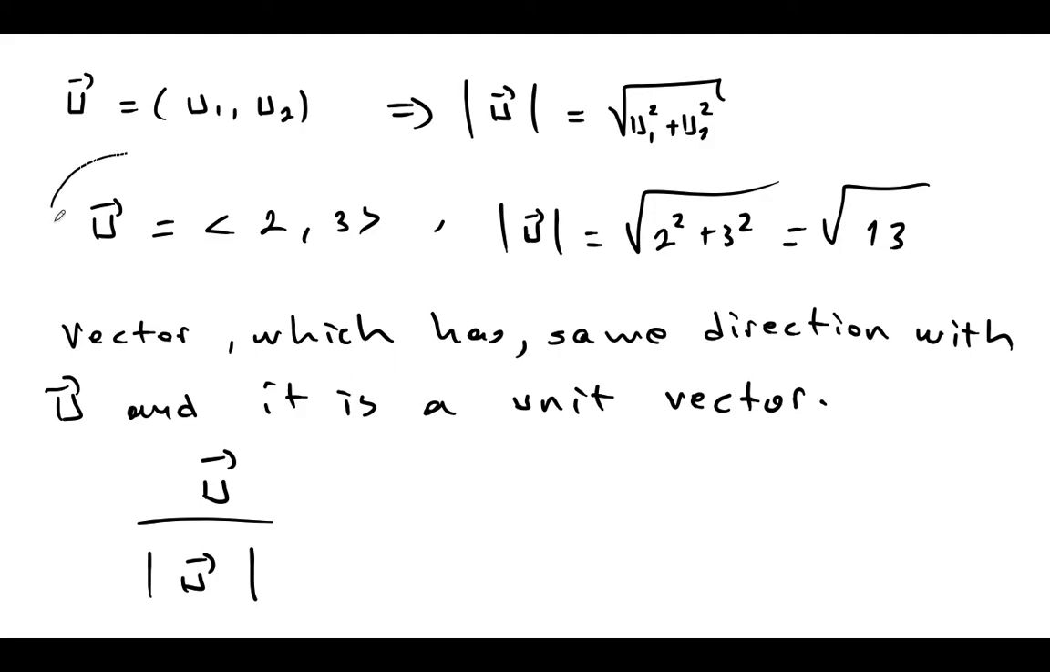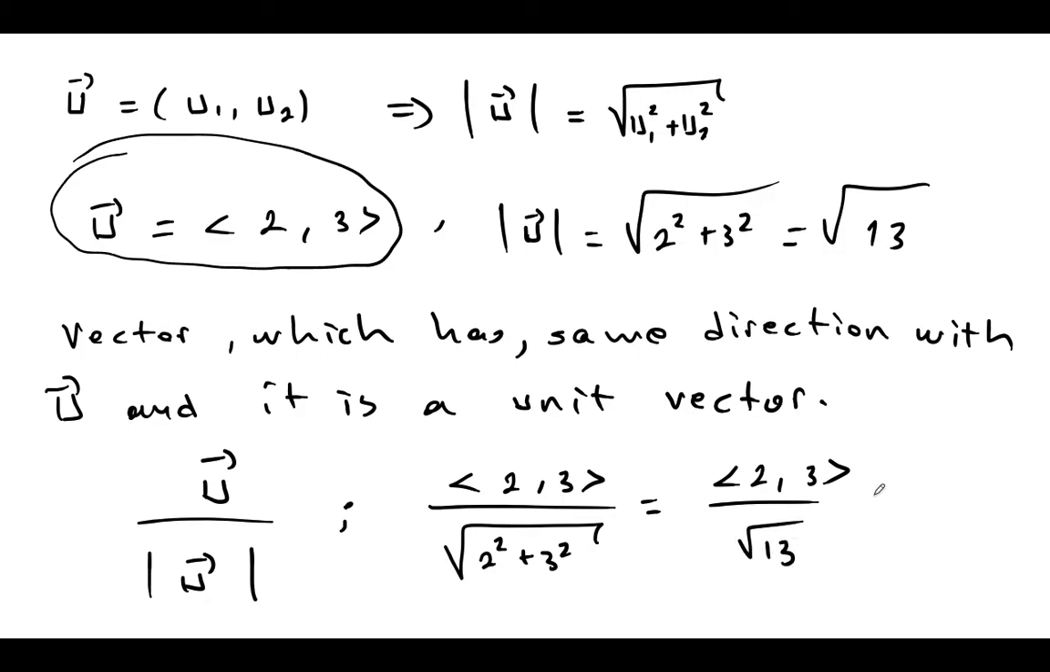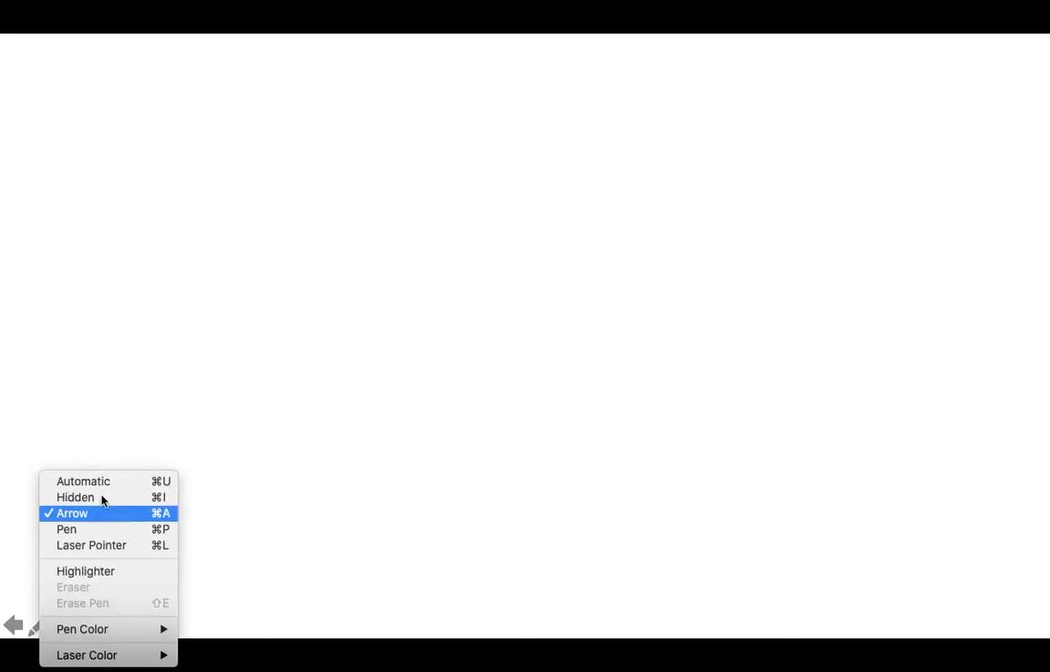So if I want to write a vector which has the same direction with u and it must be a unit vector, I should say vector 2 comma 3 over the length of 2 comma 3, which is the square root of 2 squared plus 3 squared, so it will be vector 2 comma 3 divided by root 13. So this is equal to 2 over root 13 comma 3 over root 13. That's it.